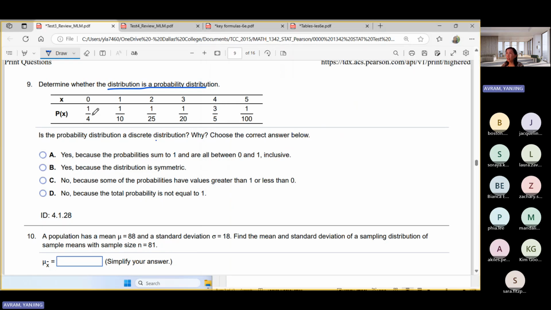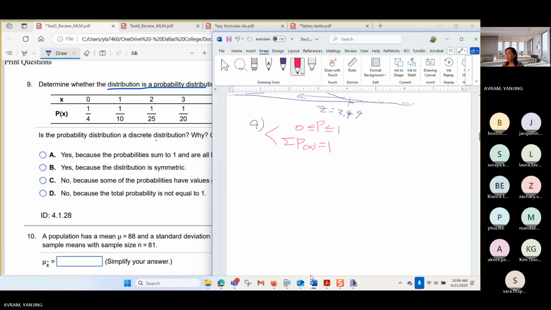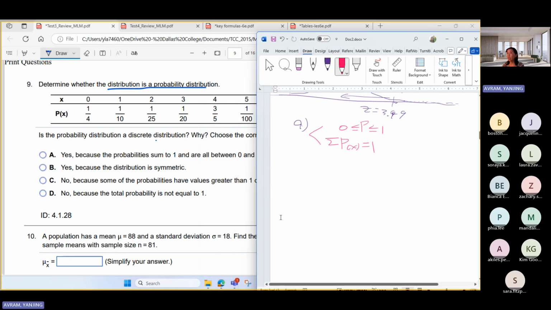So first, let's look at whether every probability is greater than 0 and less than or equal to 1. Yeah, these are all positive and also less than or equal to 1. So condition 1 is satisfied, okay? Condition 2, you do have to check. So how do you check? Condition 2 is not very obvious, so you have to check.